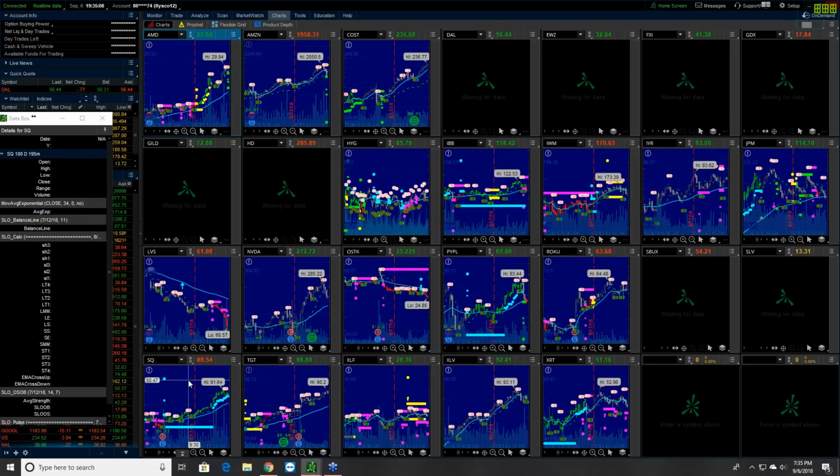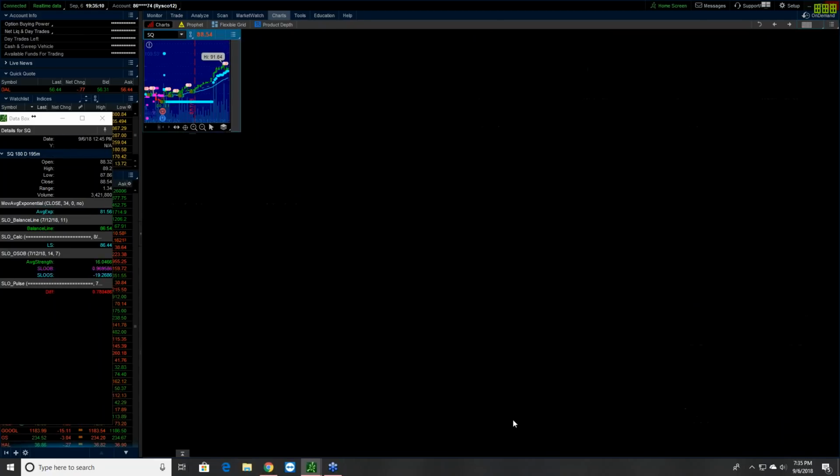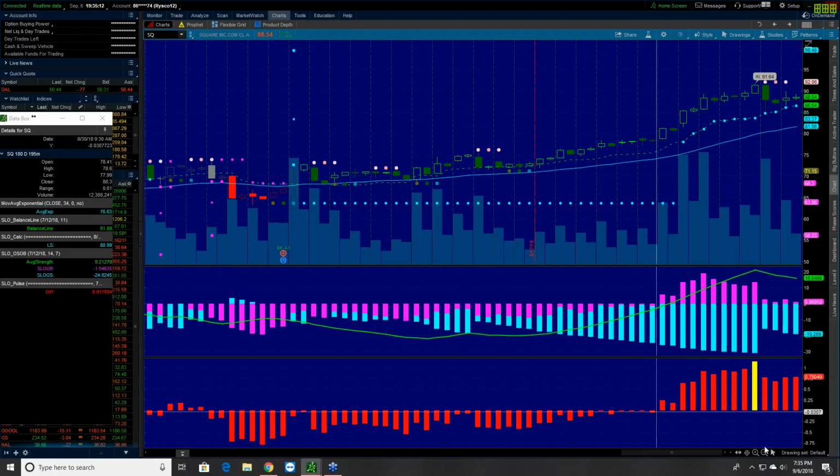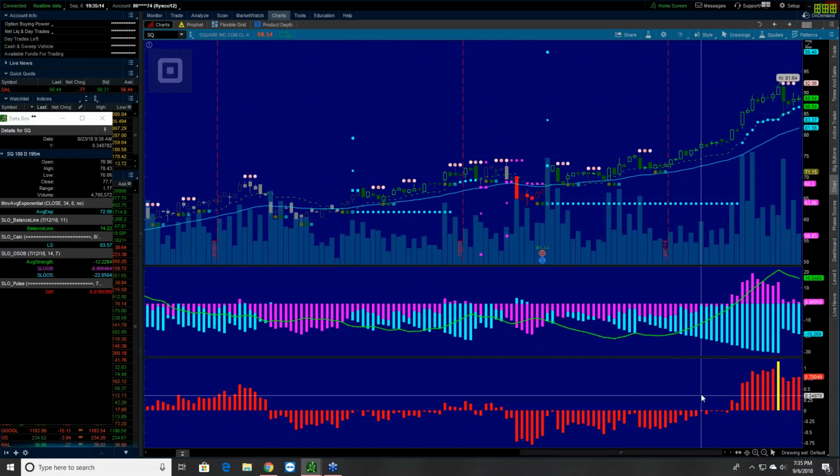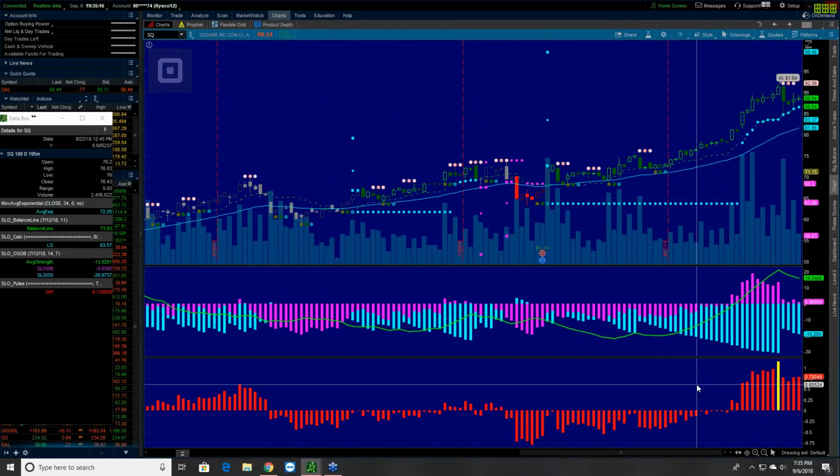All right, let's take a look at SQ. This is Square. Now, the beauty of the system is, the bottom line is, again, I don't care whether the market moves higher or lower. You have a market here this week that's showing some nervousness. We're starting to see some sell-off in the tech names.